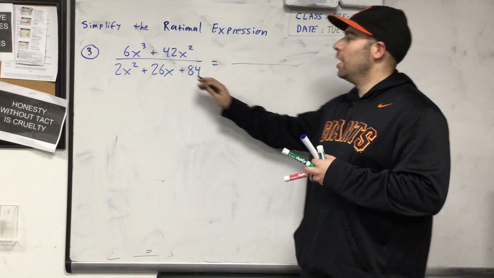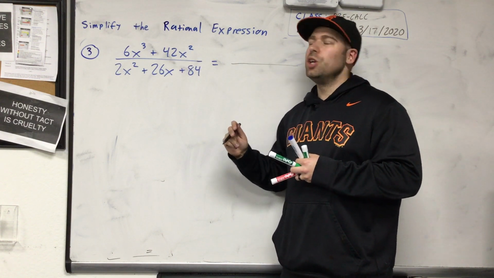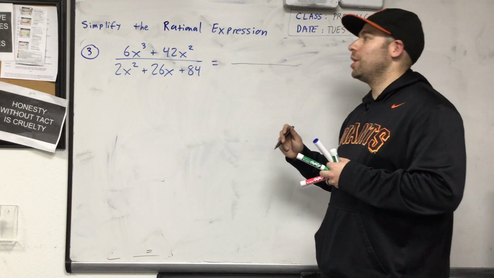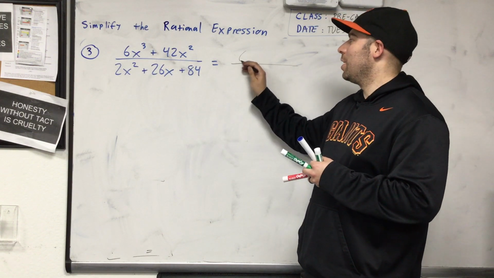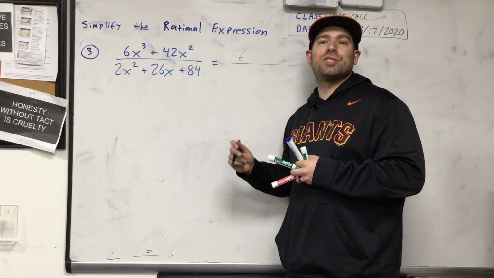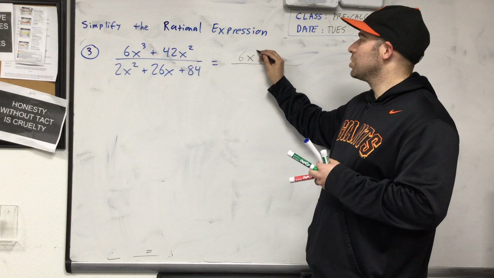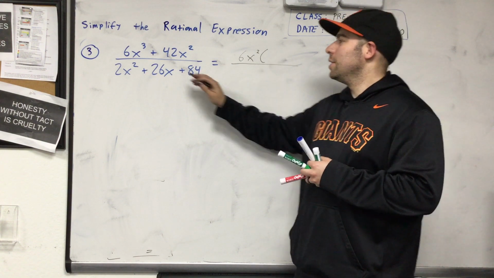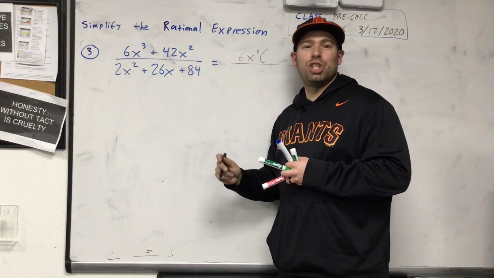In this case, I'm looking at 6x cubed and 42x squared. Do they have any factor in common? Well, 6 and 42 have a 6 in common. X cubed and x squared have at least an x squared in common. So I'm going to factor out 6x squared. 6x squared times what is 6x cubed?